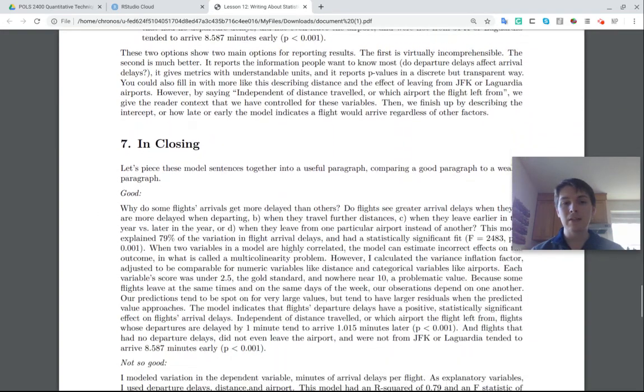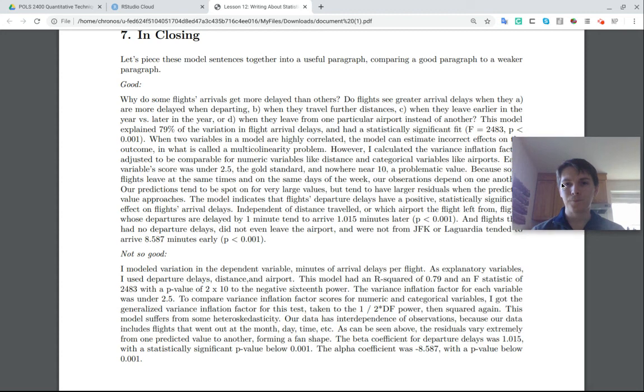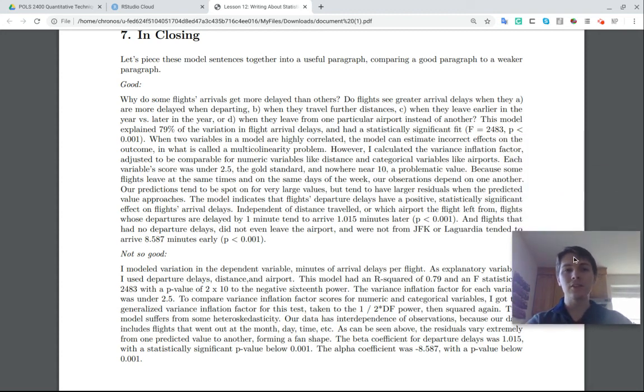So in closing, let's piece these sentences together into a useful paragraph. I'm going to read them aloud and take a moment to think about them. Why do some flights' arrivals get delayed more than others? Do flights see greater arrival delays when they, A, are more delayed when departing, B, when they travel further distances, skip that C part, or D, when they leave from one particular airport instead of another? This model explains 79% of the variation in flight arrival delays and had a statistically significant fit.